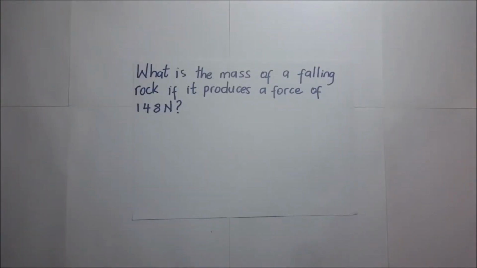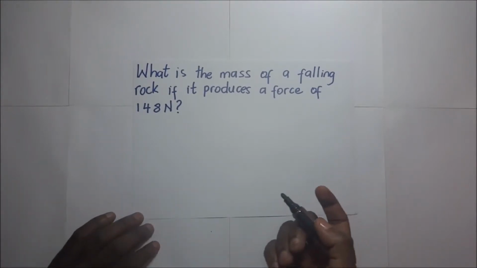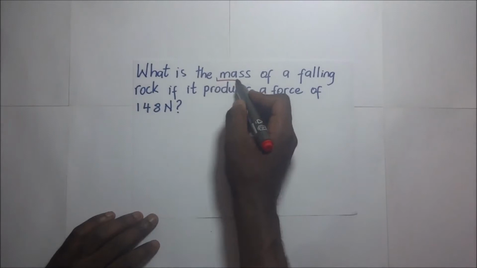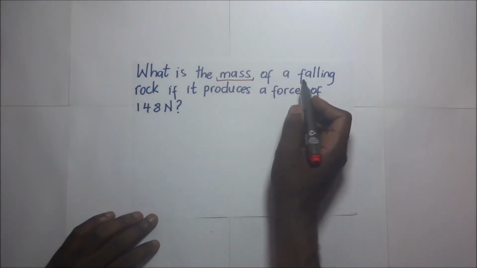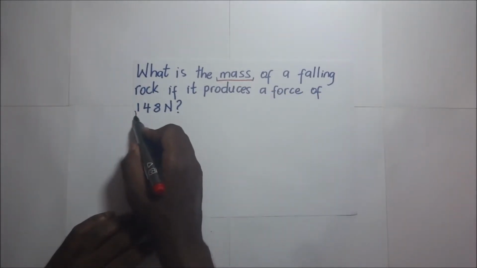Now in this question, we are being asked: what is the mass of a falling rock if it produces a force of 148 newtons? Now here we are dealing with a rock that is falling. And what do we know about this rock? They want us to find the mass of the falling rock. It is producing a force of 148 newtons.